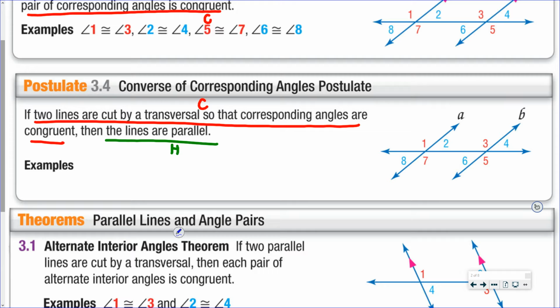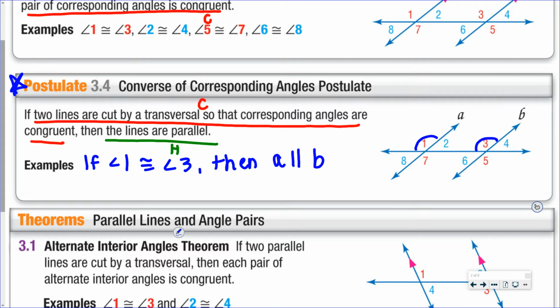If you want to put a little star by all the new ones, you can. This one's new. So if we know, like in this picture, any pair of corresponding angles, I'm just going to use 1 and 3. If we know those are congruent, then we can conclude the two lines, in this case A and B because that horizontal line is my transversal, then those two lines are parallel.